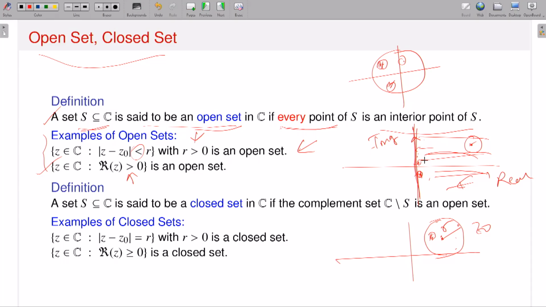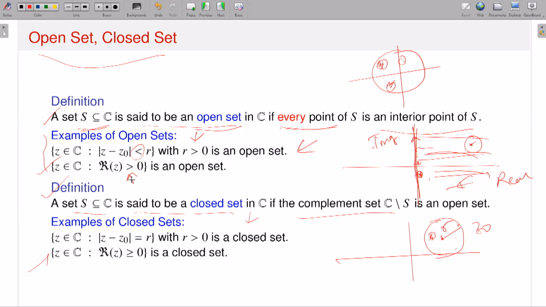Okay. What is the definition of a closed set? Again, the complement of an open set is a closed set. So a set S subset of C is said to be closed if the complement, C minus S, is an open set. Now come back here. Let me discuss the second one. I am saying now that real part of Z greater than or equal to 0 is a closed set.